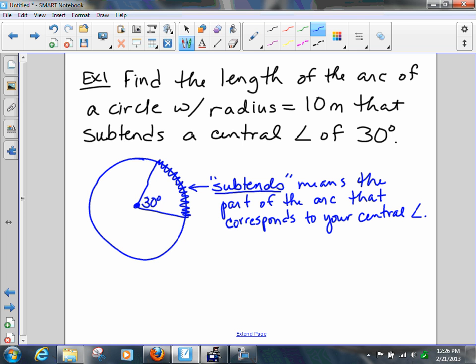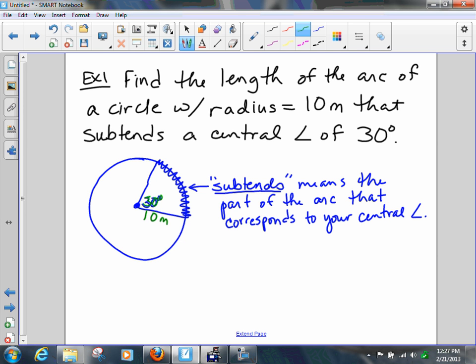Subtends means the part of the arc that corresponds to your central angle. And there's some more information I can put in here. Go back and you read and you say that the central angle is 30 degrees. I put that in my picture. There's another piece that I can put into my picture. What is it? The radius is 10. Okay? That's a good thing.